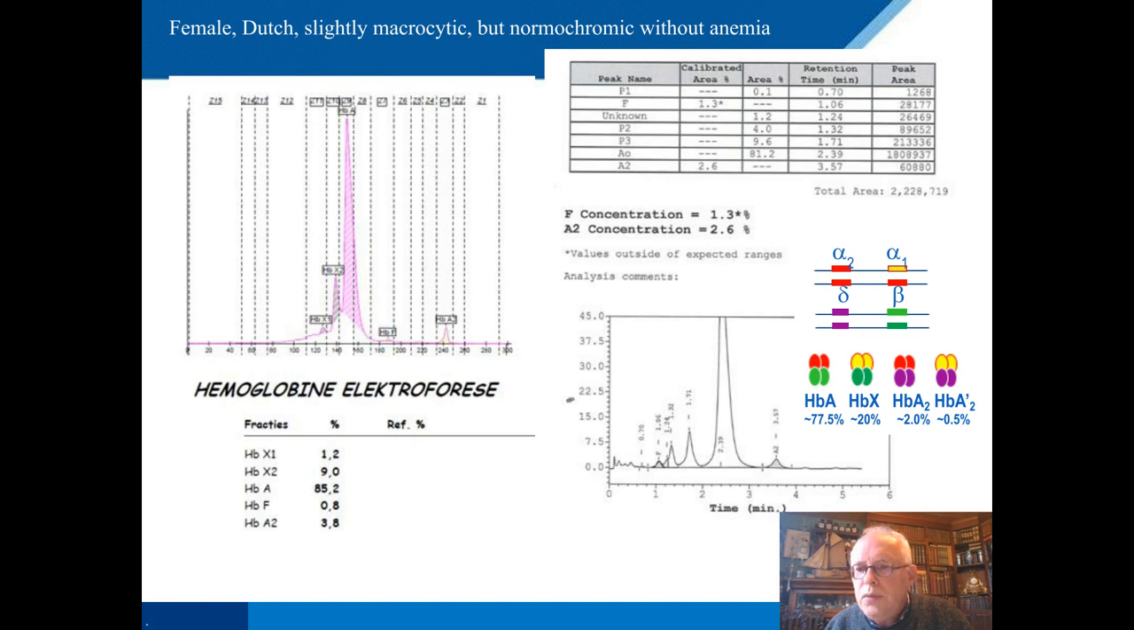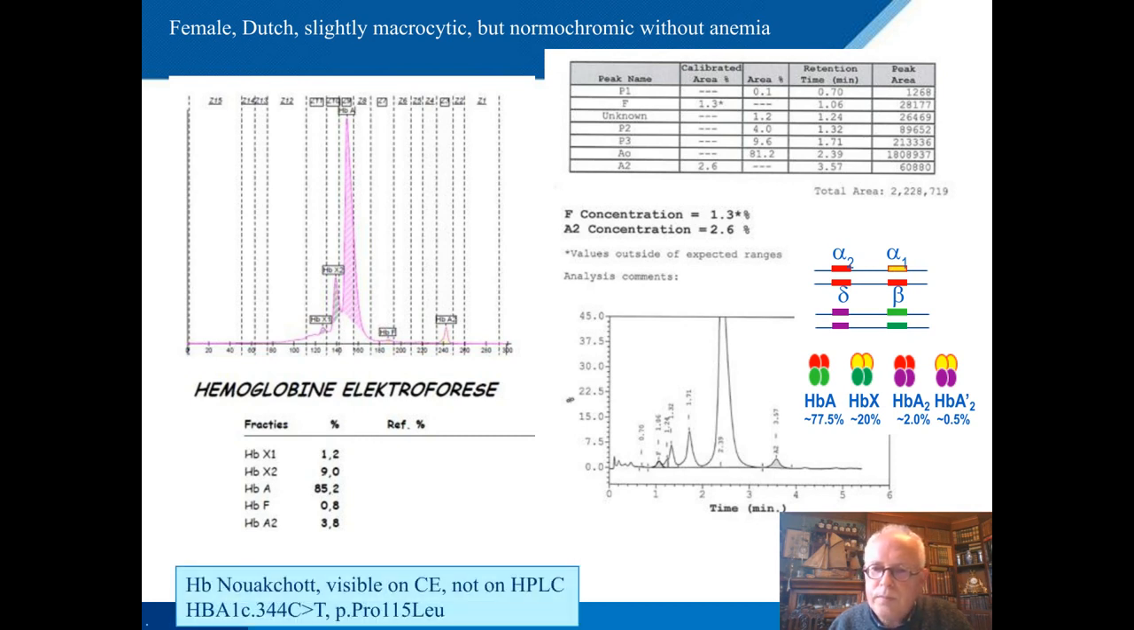So in principle, you can expect the normal hemoglobin A and hemoglobin A2 but also the alpha variant of the alpha beta and the alpha delta. So there's also an extra A2. And in fact, if you look carefully, you can see here the A2 peak, but there's also a very small peak here, which added up is giving the total hemoglobin A2. This is hemoglobin NUAC shot. It is visible on CE, but not on HPLC, and it is an alpha 1 variant.